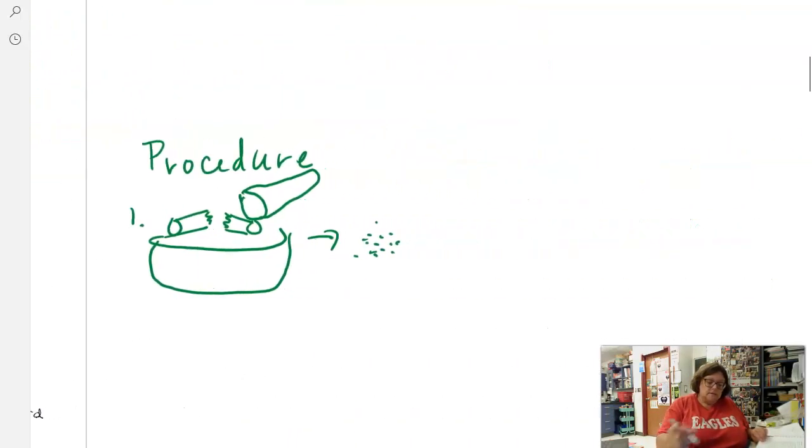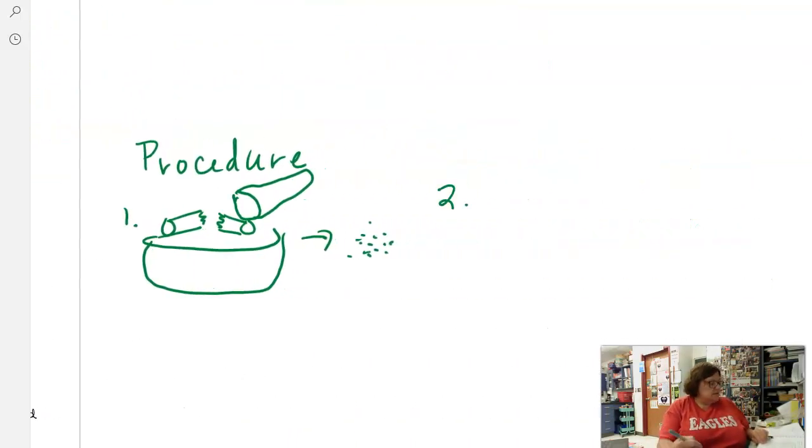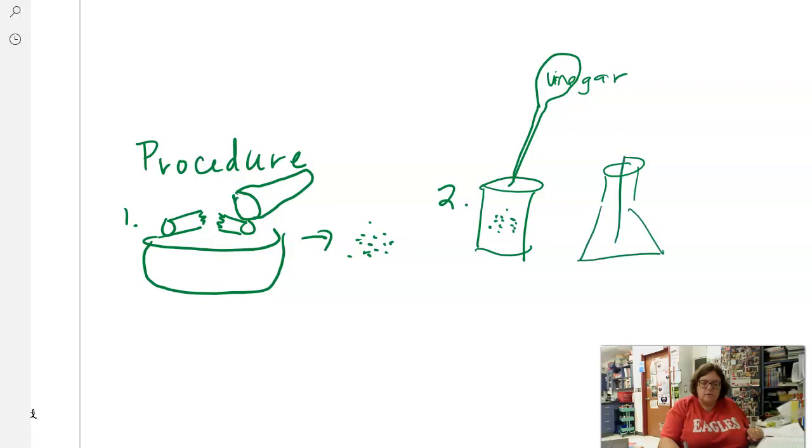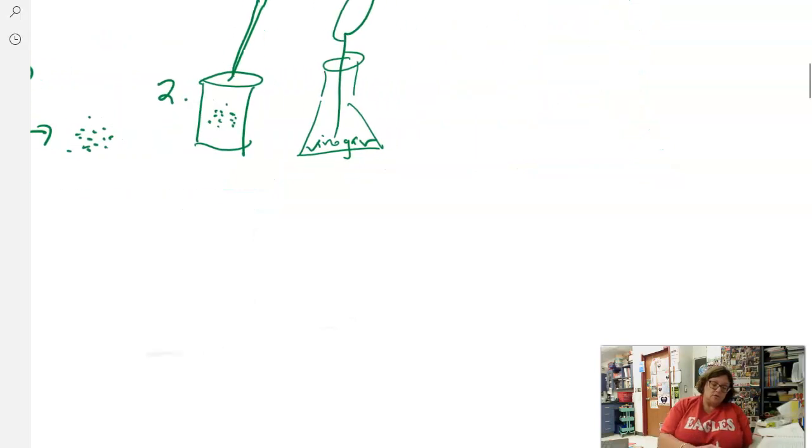Step 2, still at the same section, you're going to take the chalk that you crushed and put it into a beaker and add vinegar. You'll have a container with vinegar in it. You will add that, and you'll make observations. Then write in your lab notebook, what do you think? Was it a physical change or a chemical change?